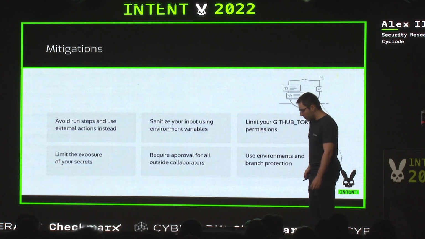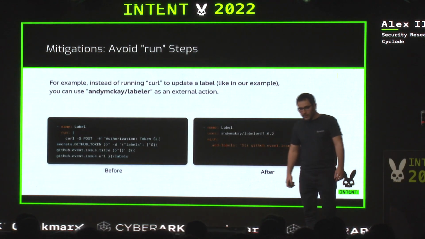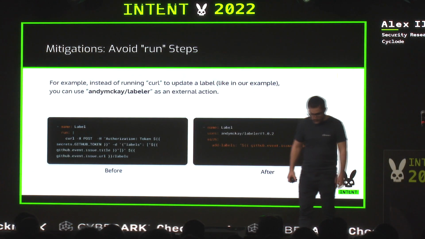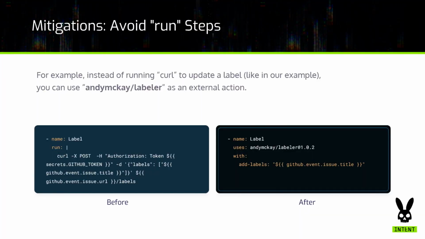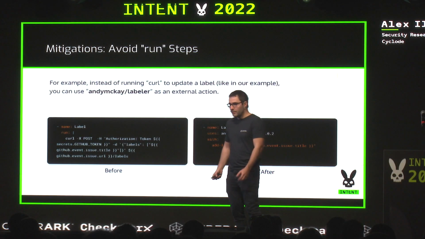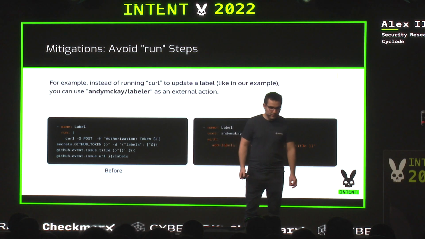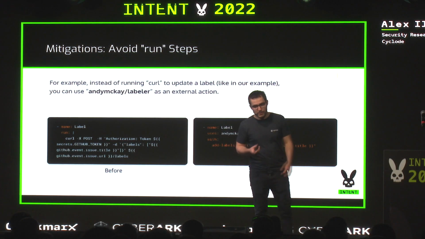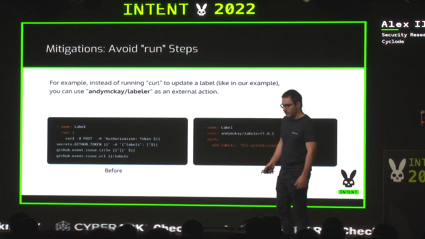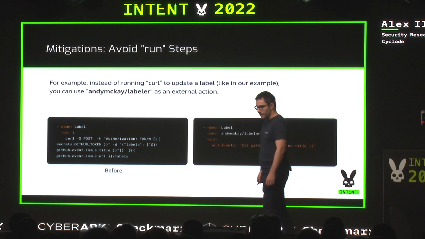Okay, let's see how we can mitigate this. So first, avoiding run steps. This is not always possible, but when possible, it's recommended. For example, instead of invoking the GitHub API to update labels, we can use an external action that does precisely the same. Because these actions are usually developed in Node.js, which is more securely designed than running some bash scripts.